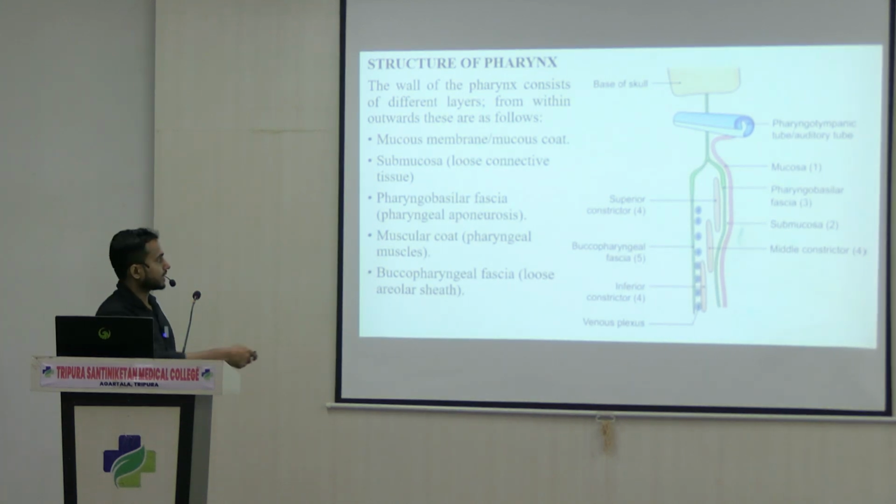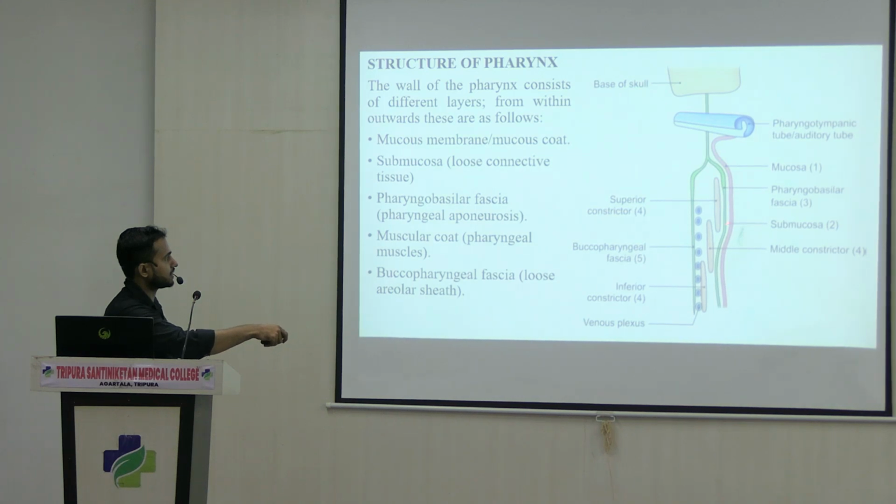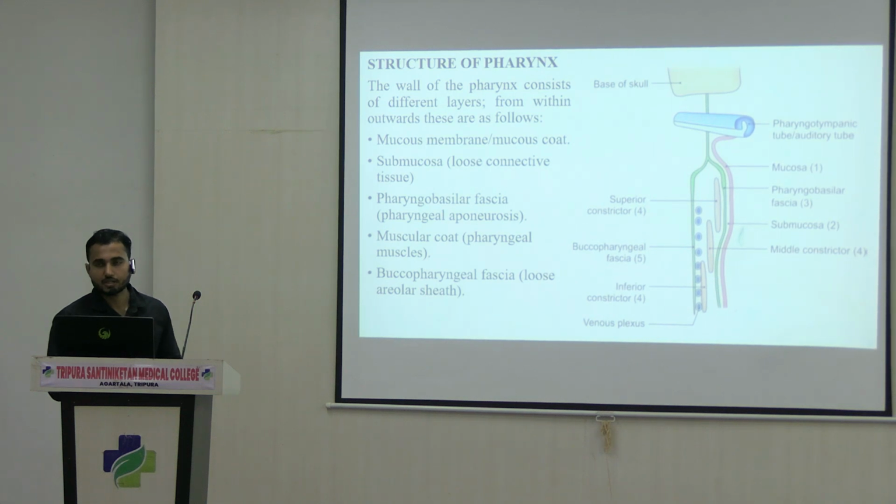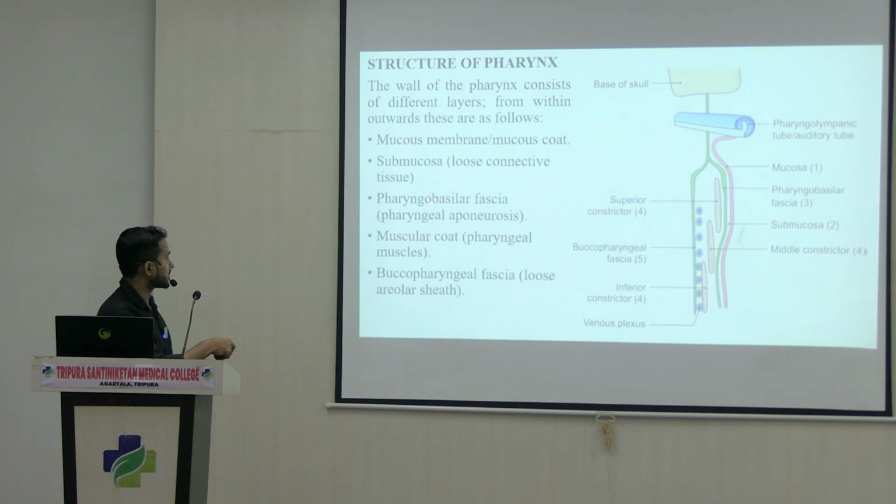Now here you can see the diagram. So first, see, this is the mucosa. Okay. After that submucosa is there. Actually the submucosal layer which is present, that is the loose connective tissue, that gets modified to form this pharyngobasilar fascia. Means that is derived from the submucosa. Deep to that.